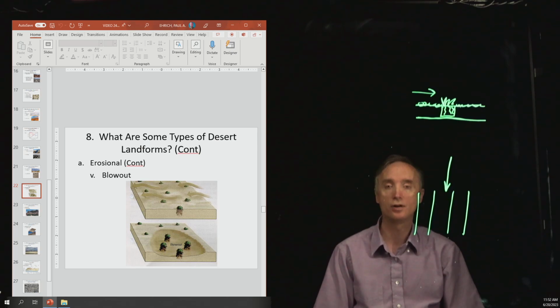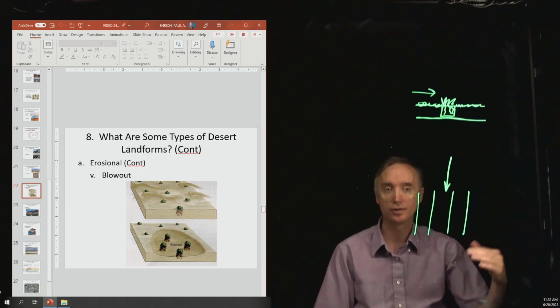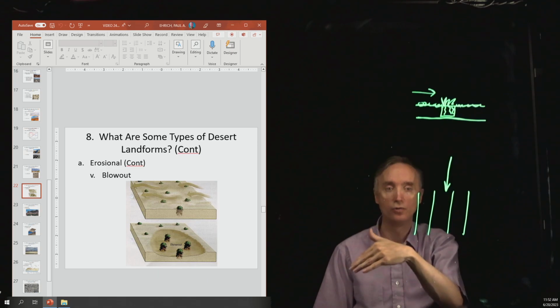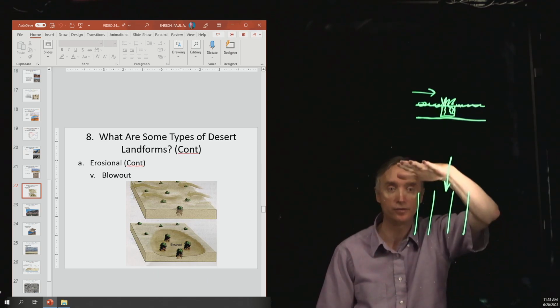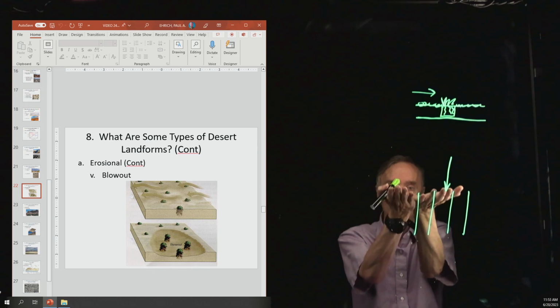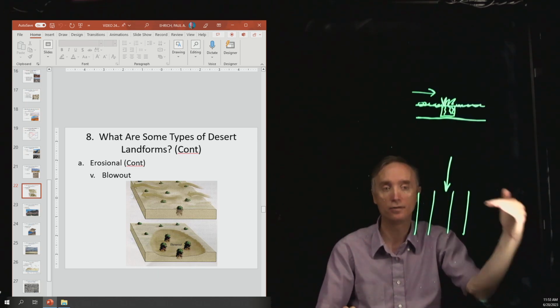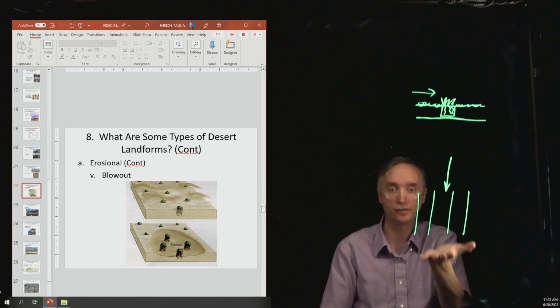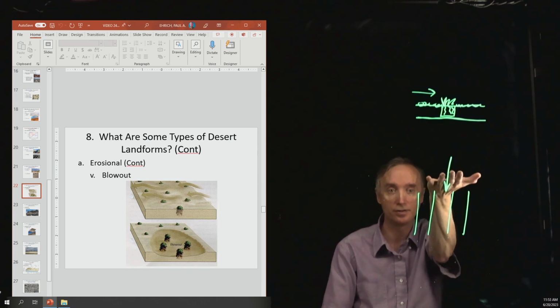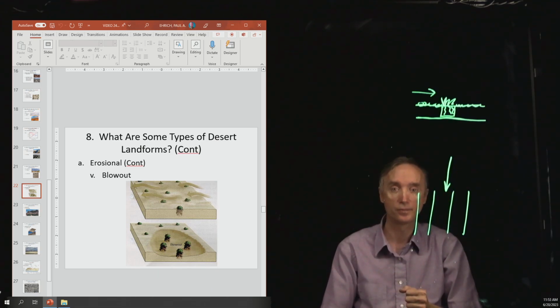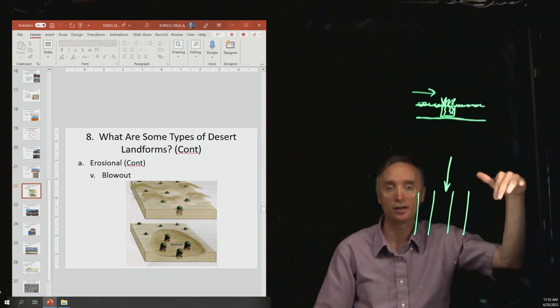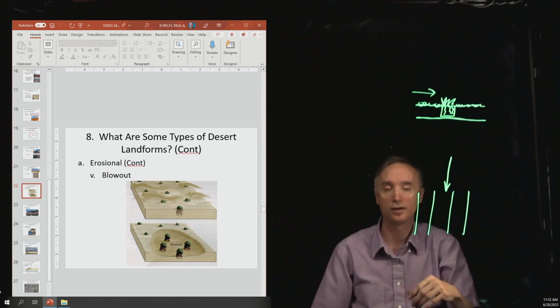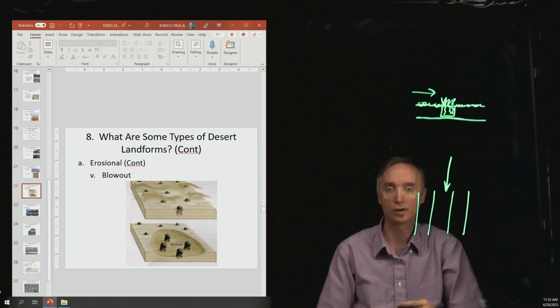Okay, another one is called a blowout. And so this is also kind of related to an airplane wing. So as air flows over an airplane wing, it causes lift and it causes the airplane wing to rise. So as air flows across the surface of a desert, it can also produce lift that is going to pull sand and dust into the air. And so what this can do is it can carve out shallow depressions in the ground, which we're going to call a blowout.